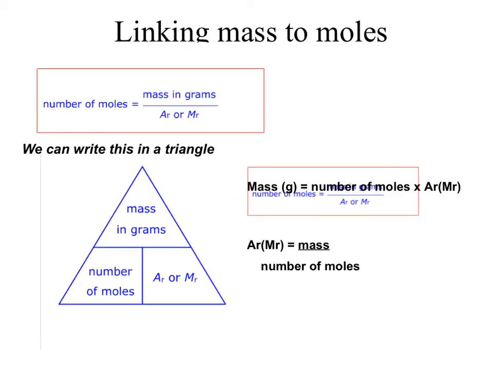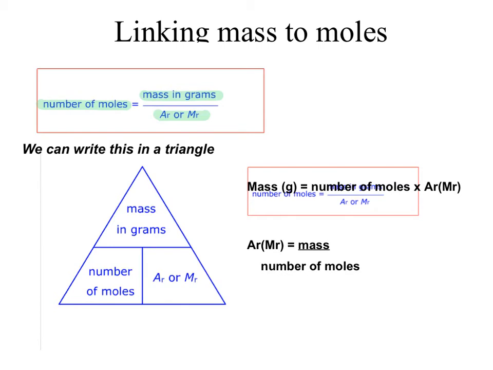Now, what we need to be able to do is work out the number of moles in a certain mass of any element or compound. We're at the bottom of page 134, and you have this little formula, and it would be worth highlighting. The number of moles is always the mass in grams divided by the AR, the relative atomic mass, or the MR, the relative molecular mass, or the relative formula mass of a compound.